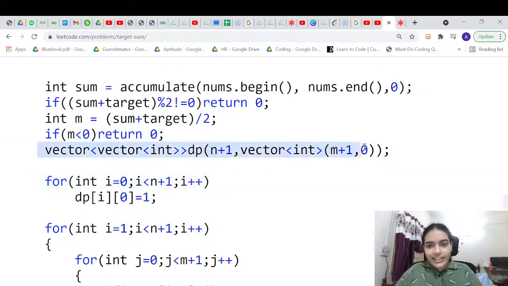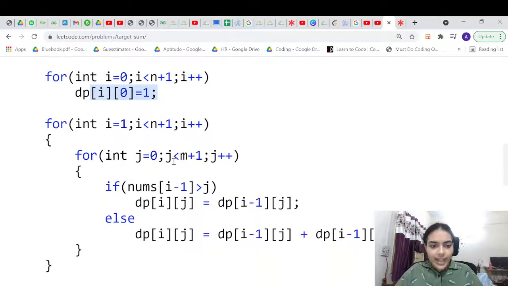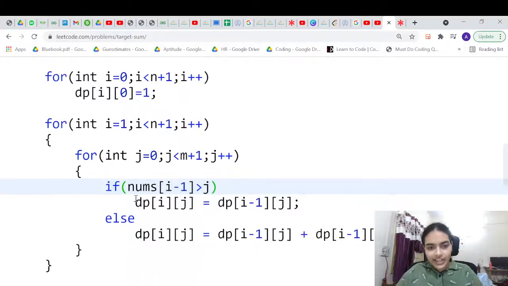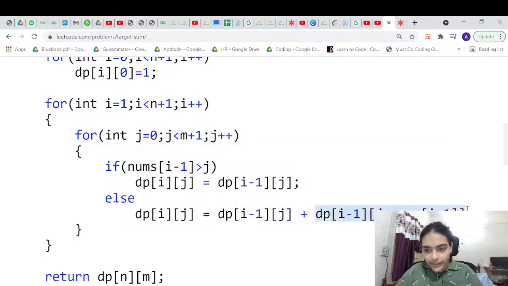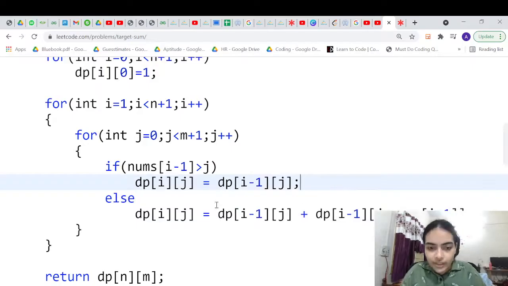Now we'll just declare the dp matrix which we just discussed, and initially we'll give the values as 1, and remaining all values will be 0. We are checking this condition. This is a simple way to count the number of ways to make a particular subset. So if nums of i minus 1 is greater than j, then you will just look at the previous value, because you cannot subtract this value from j. Otherwise you can take both the values. We were adding both the diagonal entry and the above entry, so that is what we are doing here.